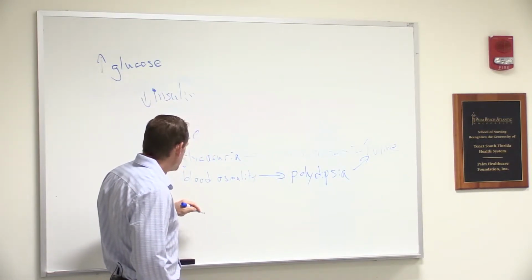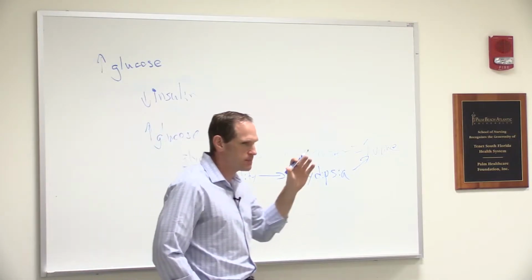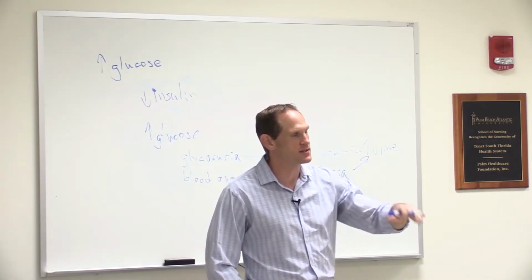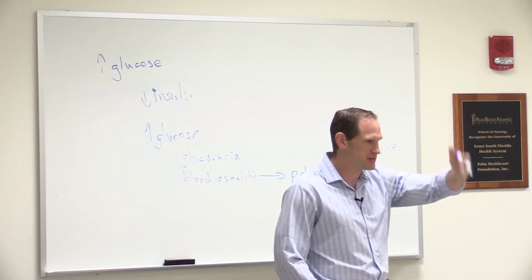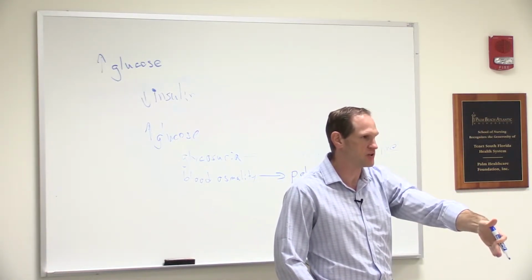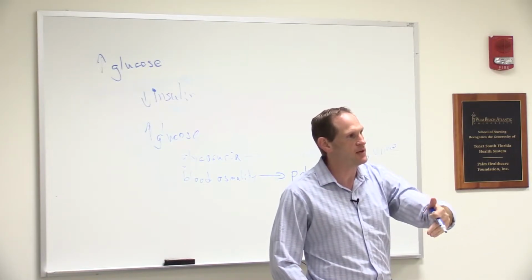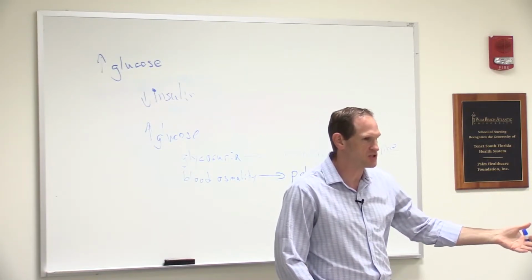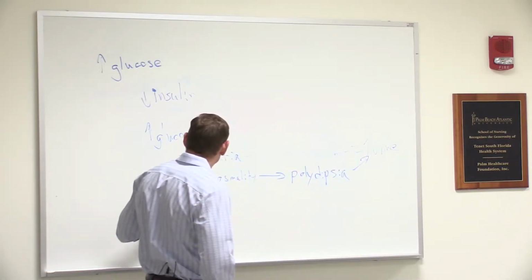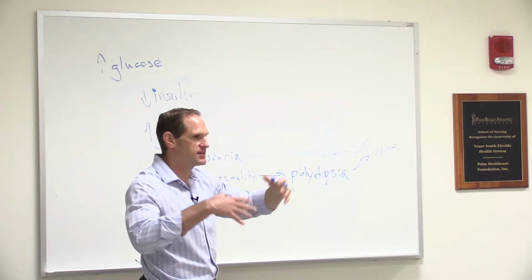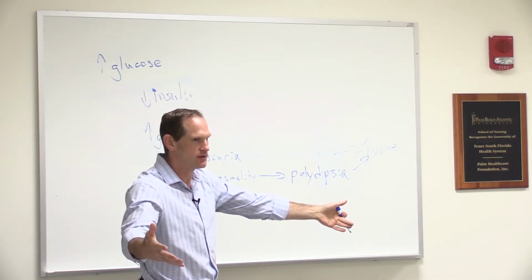Now, the third thing that happens is, and this is much more so in type 1 diabetes than type 2 diabetes, because in type 1 diabetes, there's no insulin unless the patient gets it exogenously. Whereas with type 2 diabetes, there's still some insulin there, it's just not working as well as it should, right? Mm-hmm.